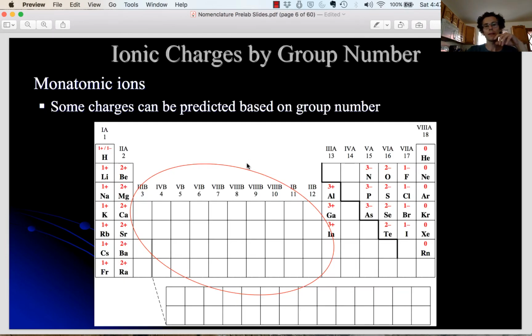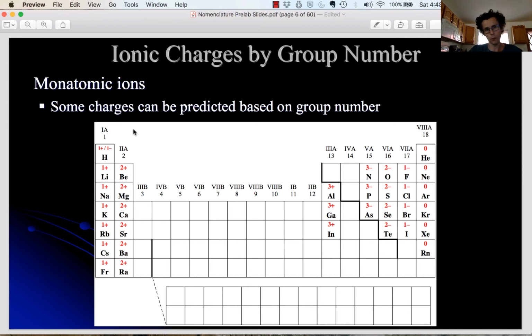In terms of getting the charge on the ions, you can look to the periodic table. When you're looking at main group elements, which correspond to the elements in groups 1, 2, and then 3A through 8A, those are your main group elements. You can predict those charges just based on where they are in the periodic table.